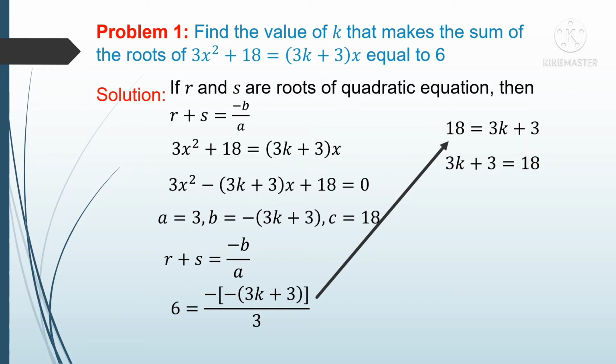Okay? Then we can now transpose positive 3 to the right side. So it becomes negative 3. 18 minus 3 is equal to 15. Then we have to divide both sides by 3 para maging k na lang yung nasa left side. So it becomes now 3k divided by 3 equals 15 divided by 3. 3k divided by 3 is k, then 15 divided by 3 is 5. So therefore, the answer of the given problem is positive 5. So the value of k is equal to positive 5.